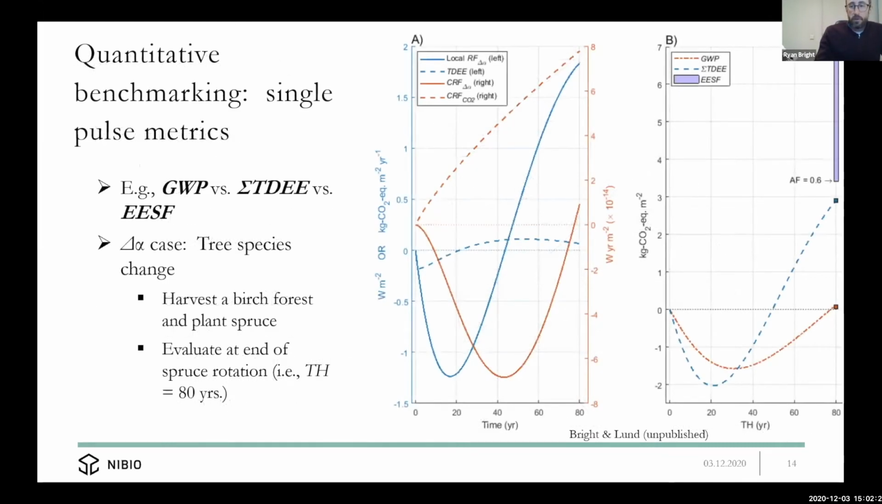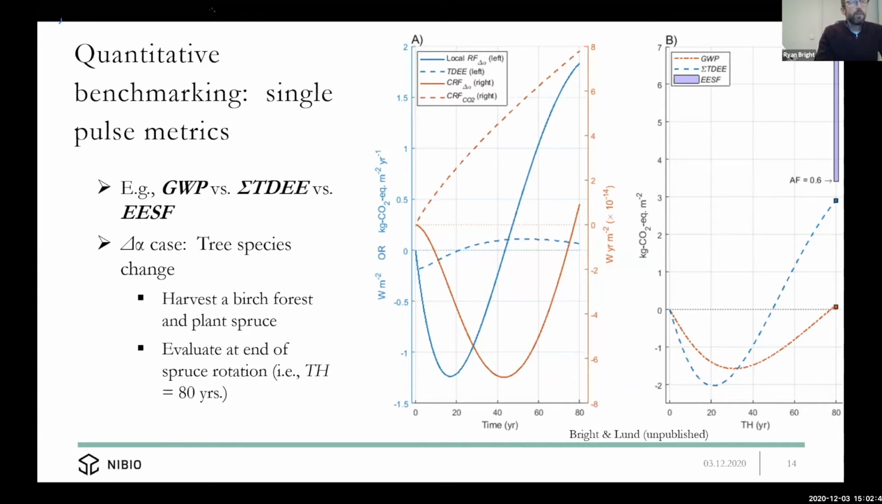We also wanted to quantitatively benchmark the 6 measures I've presented in this review paper. So if we start with the metrics for single pulses, so single CO2 equivalent pulses, that being the global warming potential, the summation of the time-dependent emissions equivalents, or the emissions equivalents of shortwave forcing, that's shown here on this figure.